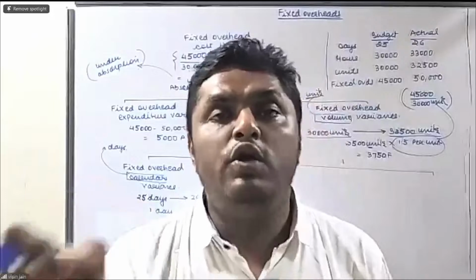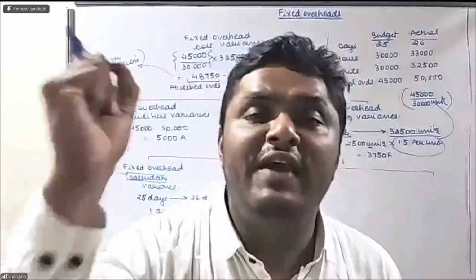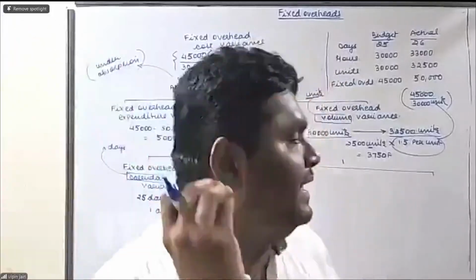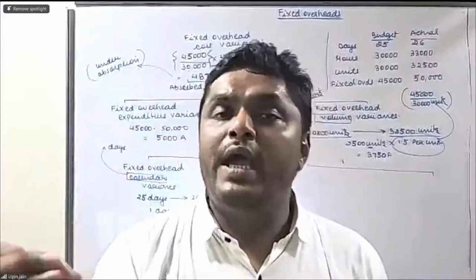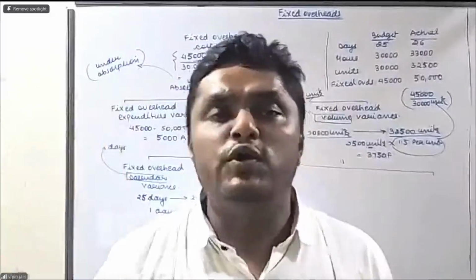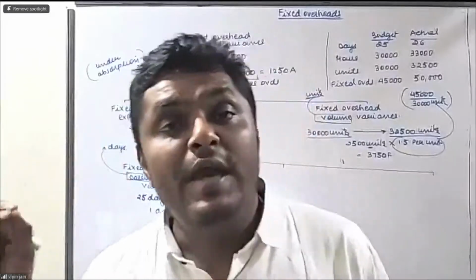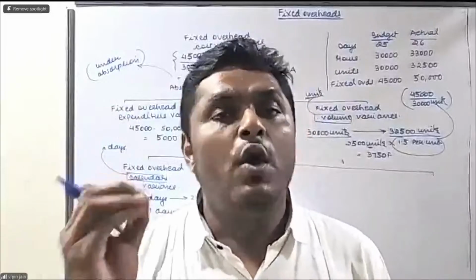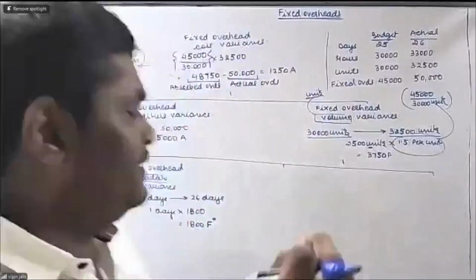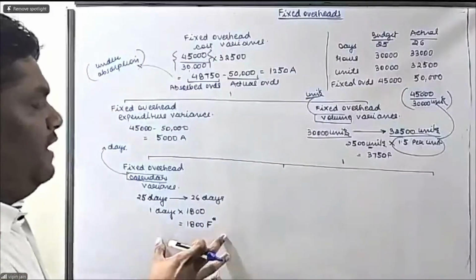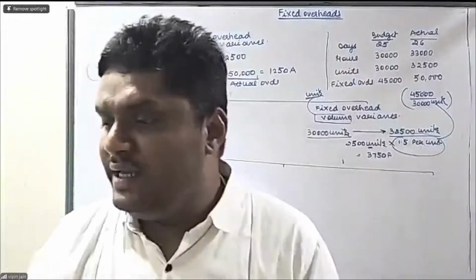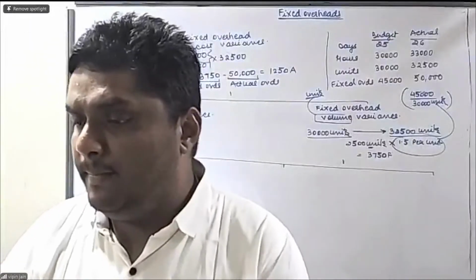Again, I'm not talking about efficiency, how effectively they worked. Effectiveness we'll be taking separately. But when talking about the number of days, you were supposed to work for 25 days. We actually worked for 26 days. One day extra we worked. So that's why it's favorable for the company. If you guys have any doubts in calendar variance, please post your query.